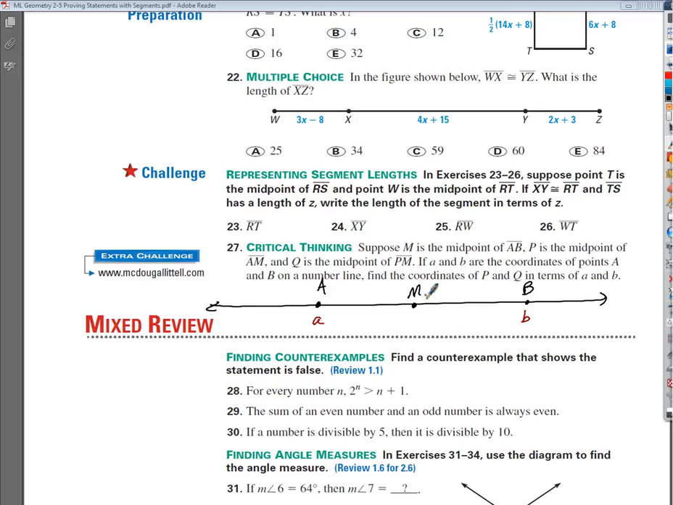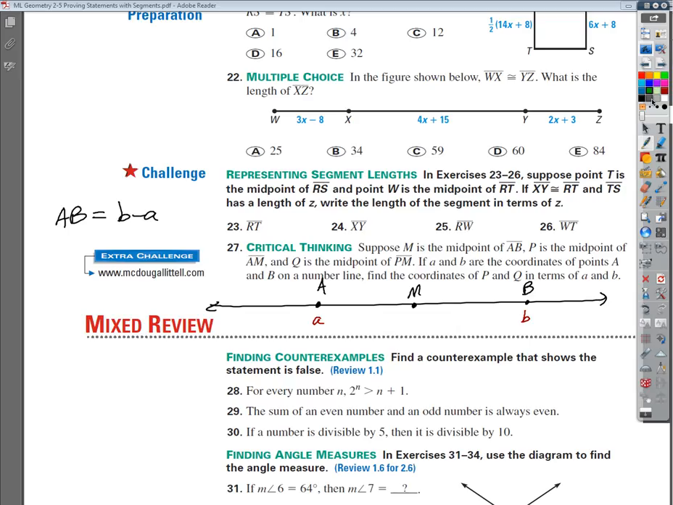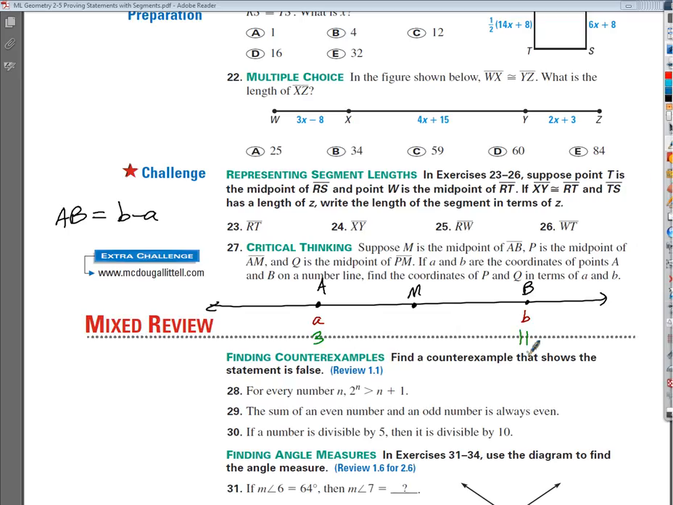B minus A. Okay, now, it's confusing because there were two answers there, and both were potentially right. So what I'm saying is, yes, that distance equals what? B minus A. It does, doesn't it? Think about it in terms of numbers. What if A were 3, for example? Let's just say hypothetically that A was 3 and B was 11. What would be the length of that segment? Everybody would tell me 8, right? How'd you get it? 11 minus 3, right?